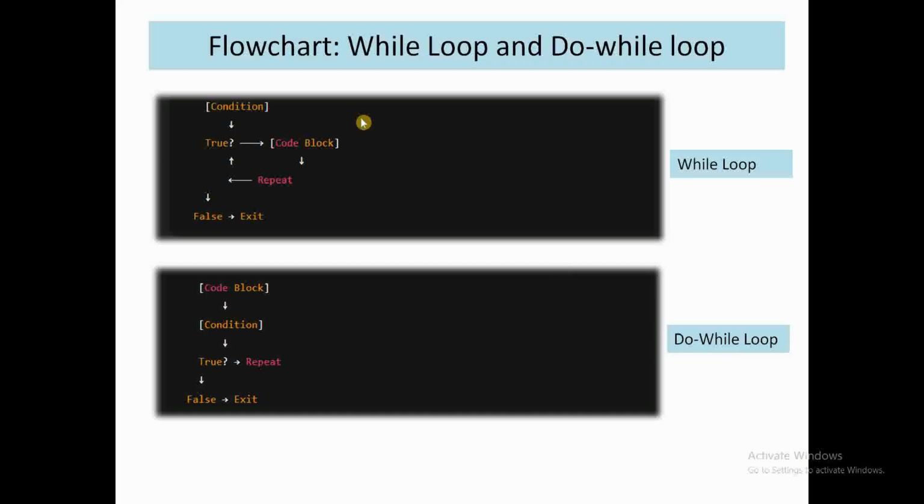Here we have the flow chart of while and do while loop. So in while loop it checks the condition first, and then if it is true, it will run the code block and repeat that code block till the condition is true, and if it is false, then it exits the loop. In do while loop, first it runs the code block, after that it will check the condition, not before that. After running the code block, if the condition is true, then it will repeat the loop again.